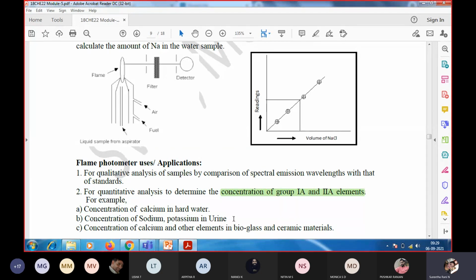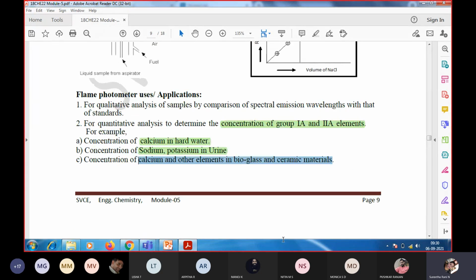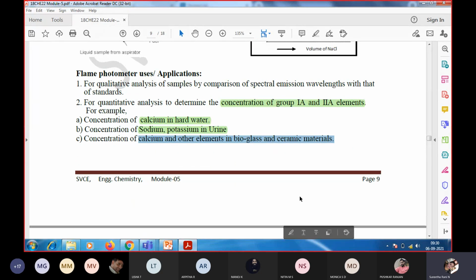It is used to determine the concentration of calcium in hard water. If you want to measure calcium deposition in hard water, you can use this flame photometer. It is also used to determine the concentration of sodium and potassium in urine. And the flame photometer is used in the determination of calcium and other elements in biogas and ceramic materials.